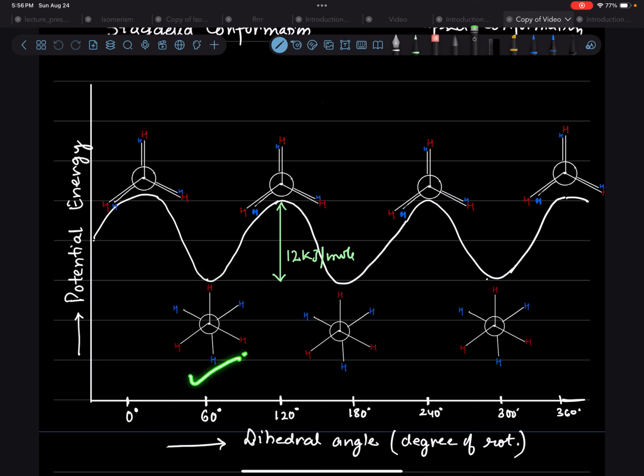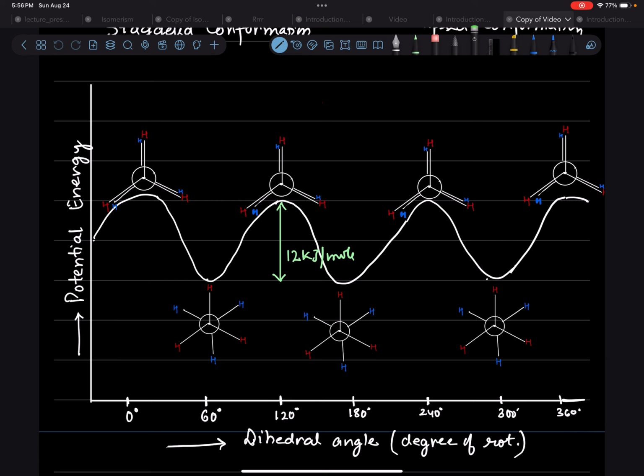Now you rotate it by another 60 degrees. That is a total of 120. This hydrogen comes here. This hydrogen comes here. This hydrogen comes here. So you again get an eclipsed conformation and so on. So you're repeatedly getting eclipsed, staggered, and so on.